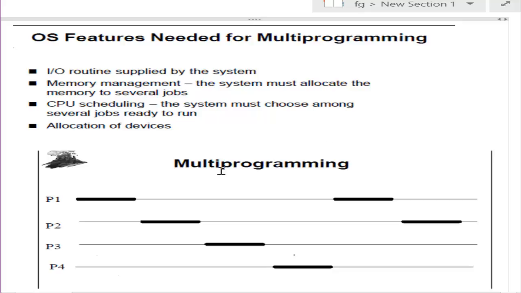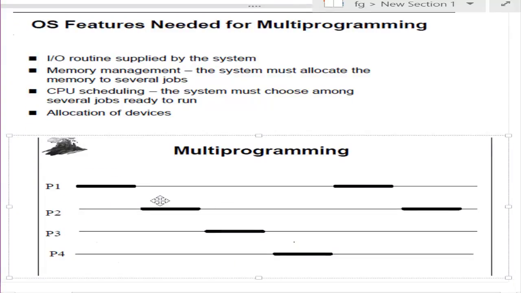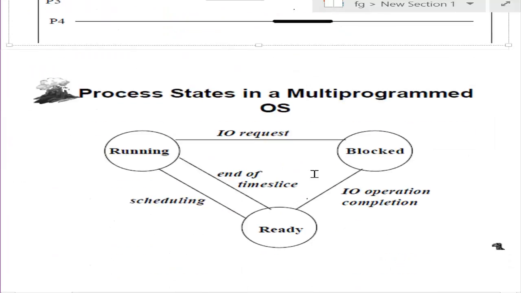Now there may be many processes ready to run. In this scenario, we are saying which one is running, but maybe at this moment P1, P2, P3, P4, all four can run. And here at this moment there is an I/O of P1, and P2 is running. When P2 is running, you can't run P3, but maybe P3 could also have been running. So which one to schedule? Allocation of devices and all those things come into play.